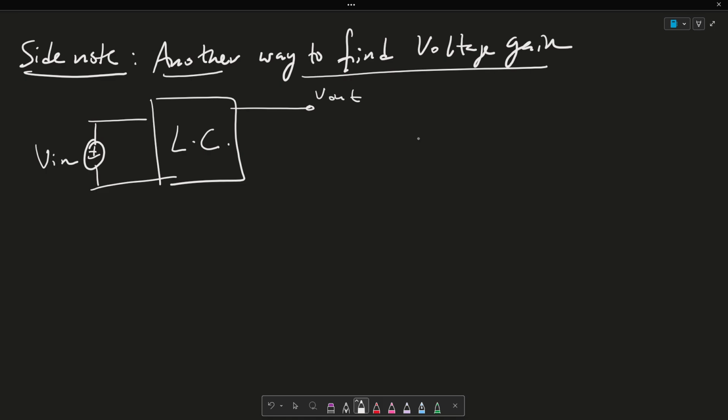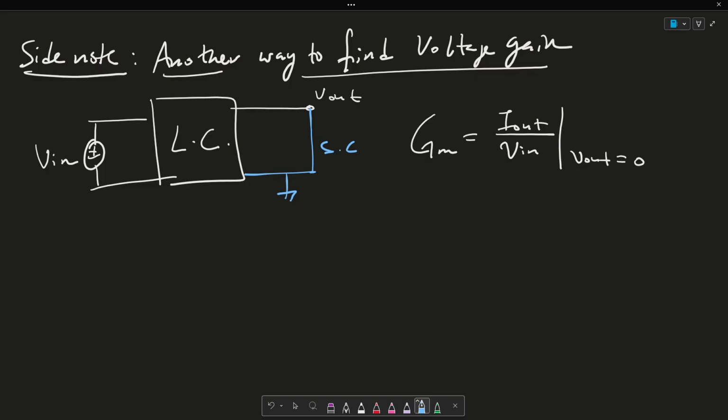We can say that the transconductance Gm is equal to I out over Vin, when Vout is equal to 0. So what we're going to do here is we're going to go ahead and short circuit this Vout. So this becomes a short circuit, so it goes away. We're going to then measure the current I out that is seen here, given that we have a V input. So that's our transconductance. And then, let me call this step 1.